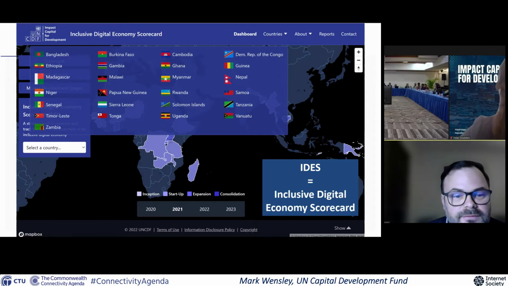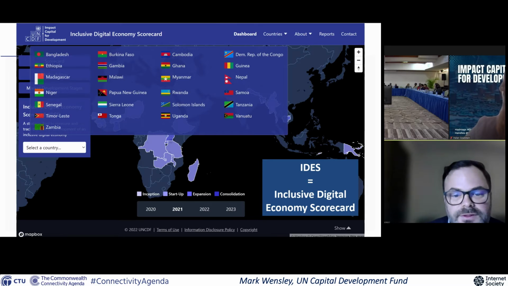You will hear me refer to the term IDIS. So I first want to take some time to define it. IDIS stands for the Inclusive Digital Economy Scorecard. IDIS has been designed with and for policymakers to help them understand the status of their digital journeys and to set the right priorities for the years ahead.